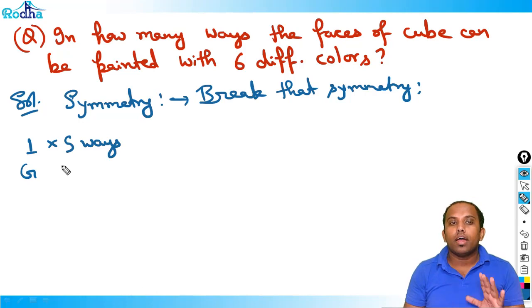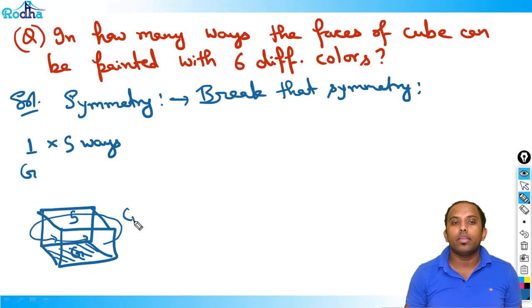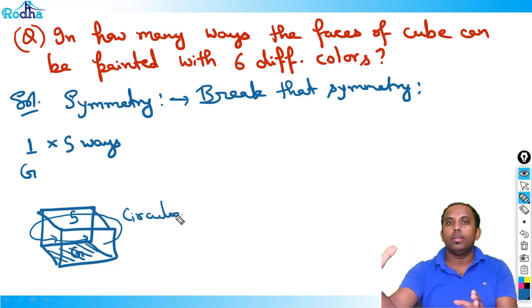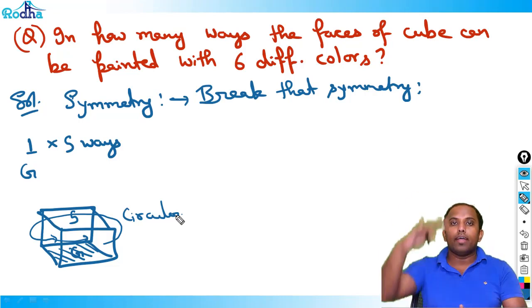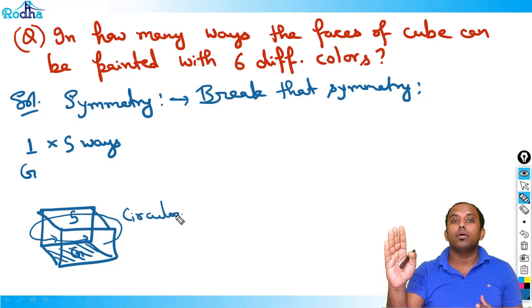So what has happened now? If there's a cube here, the bottom one I have painted green, and the top one can be painted in five ways. Now these four side faces stand for circular arrangement. You can visualize these four as a circular arrangement, with no end here. So now I have the base painted, I have the top painted, and I have to paint the four sides of the cube with the remaining four colors. Let's determine how many ways.